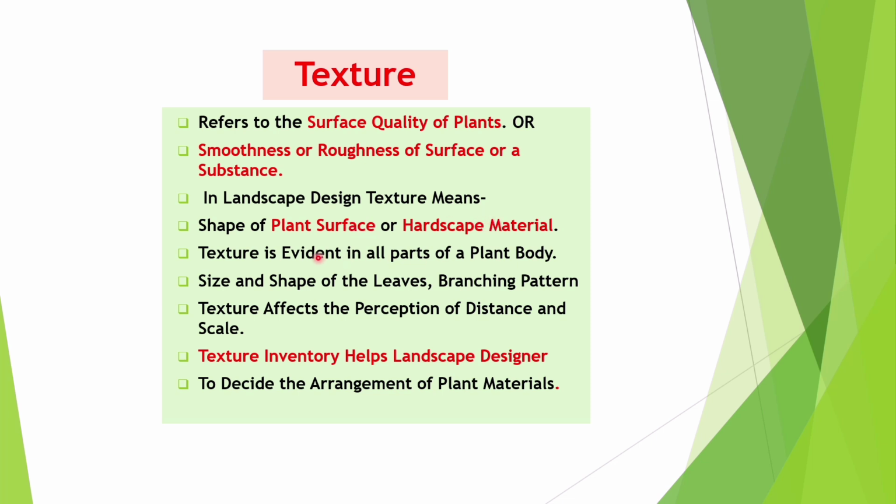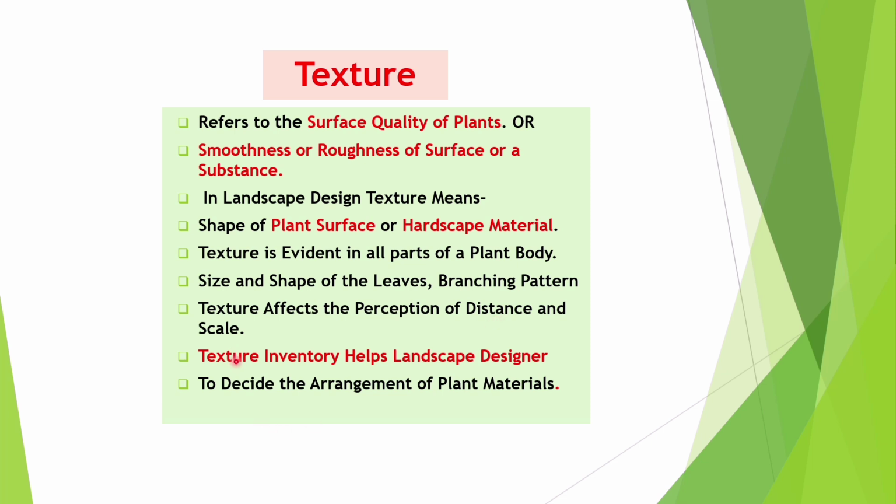So texture is evident in all parts of the plant body. You can see the size and the shape of the leaves. You can see the branching pattern of the plant. You can see the bark of the plant, whether it is smooth or it is rough. So parts of the plant body have different textures. Texture affects the perception of distance and scale. We will discuss it in the next slide.